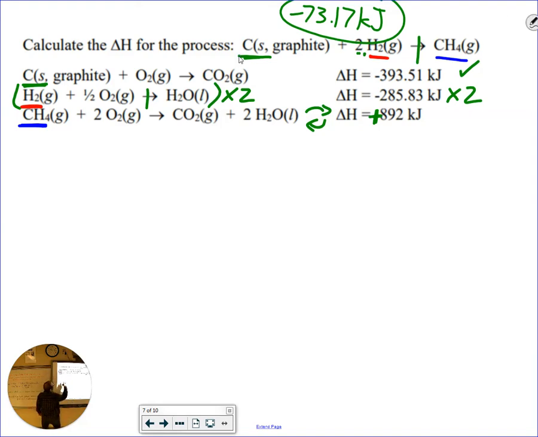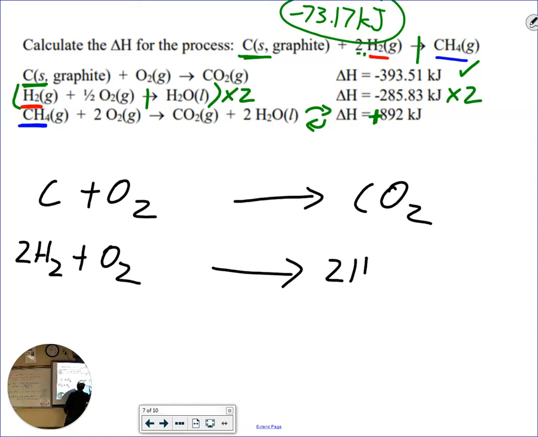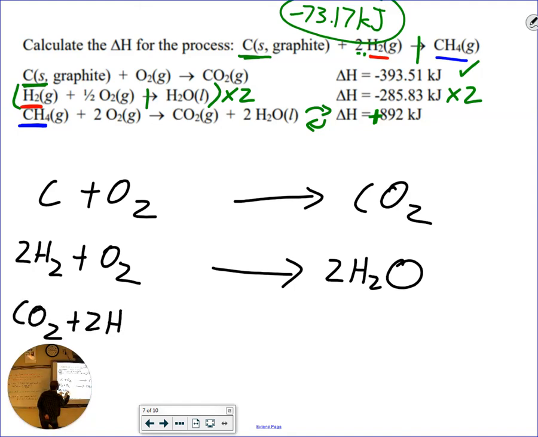All right, so first one we leave alone. So on the left-hand side, I'm going to have carbon plus O2. Right-hand side, I'm going to have CO2. This one here, I'm doubling. So 2H2 plus 2 times 1/2, so 1O2 yields 2H2O. On this side, I'm flipping it all around, so CO2 and H2O is on the left, so CO2 plus 2H2O. And then these two here are going to be on the right, so CH4 plus 2O2.